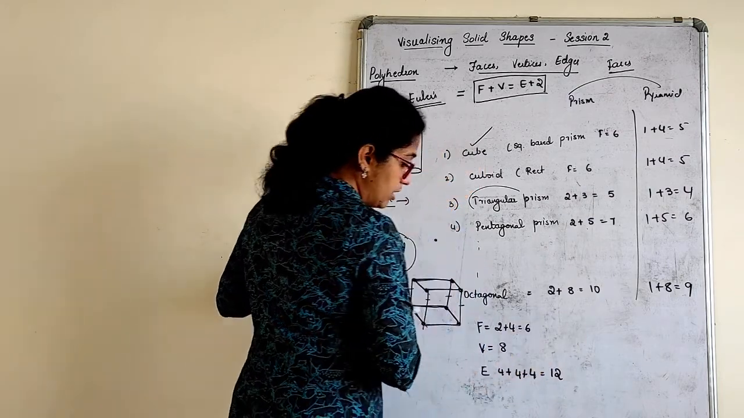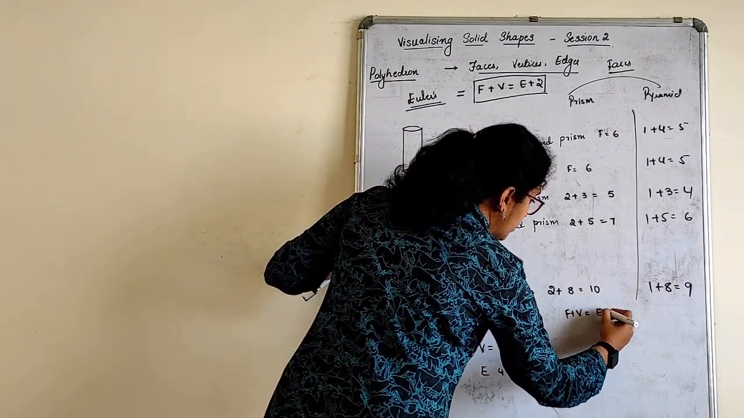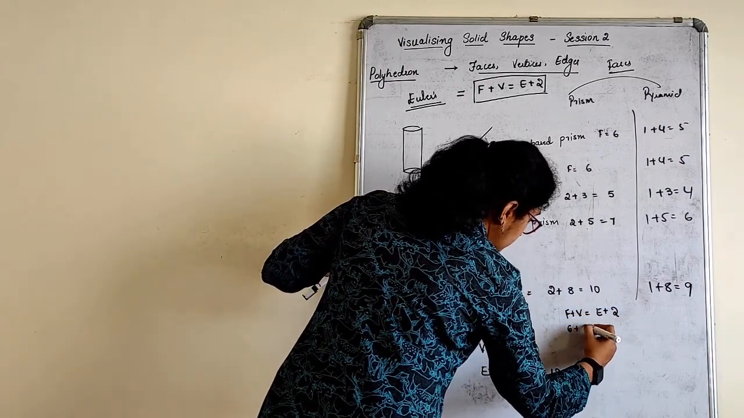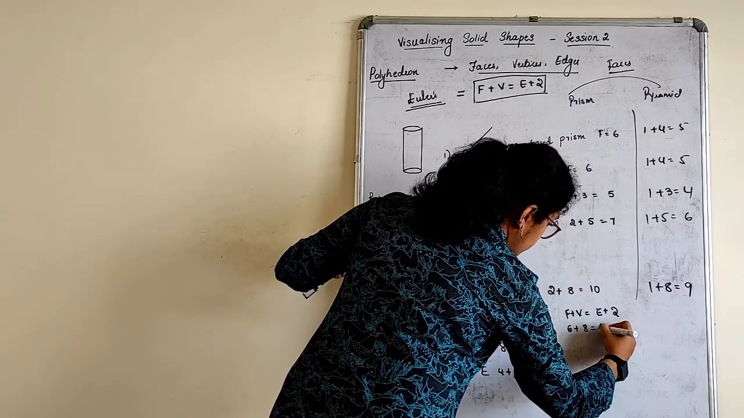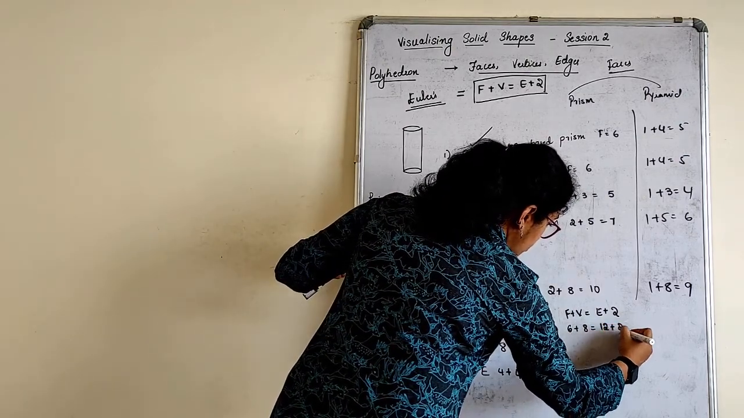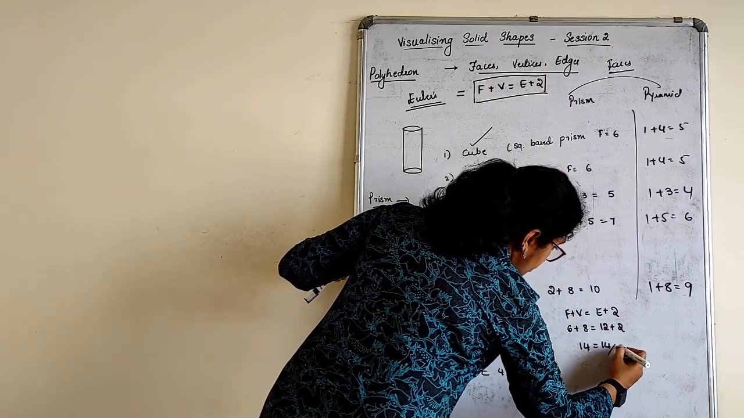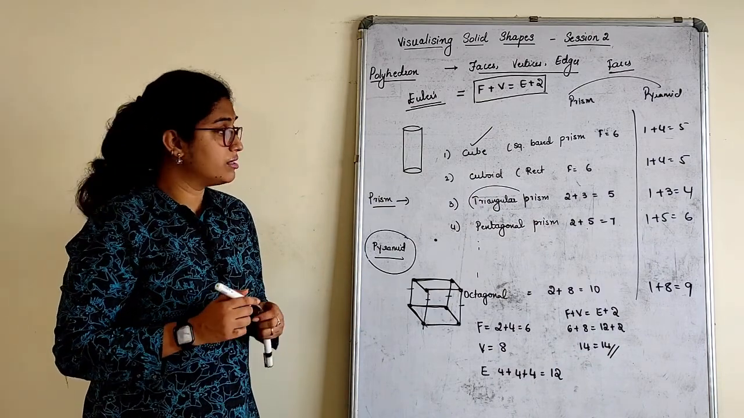Check for the Euler's formula verification. F plus V is equal to E plus 2. F is what? 6 plus 8 is equal to 12 plus 2. 14 is equal to 14. Verified Euler's formula. This is how we verify Euler's formula.